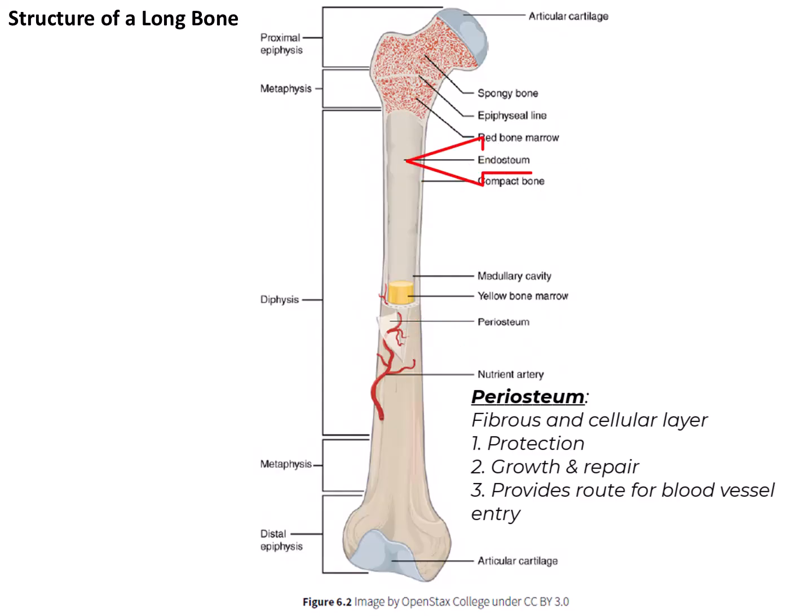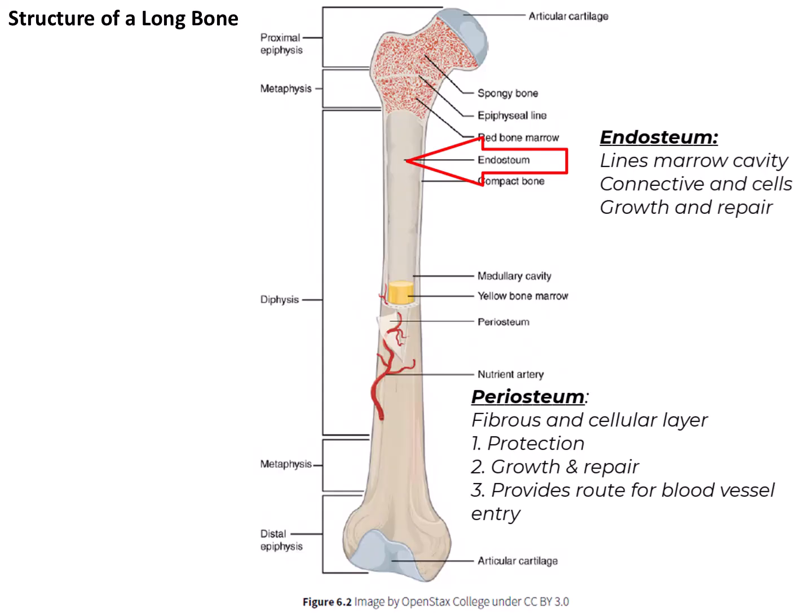The endosteum is what lines the marrow or medullary cavity. It consists of connective tissue and cells, and it's also for growth and repair of the bone. The marrow cavity or medullary cavity is the space inside the long bone, and it contains yellow marrow, which is adipose tissue. The ends of the long bone are filled with spongy bone, which is also known as cancellous bone and trabecular bone. This bone is very porous and contains red bone marrow where our blood cells are made.